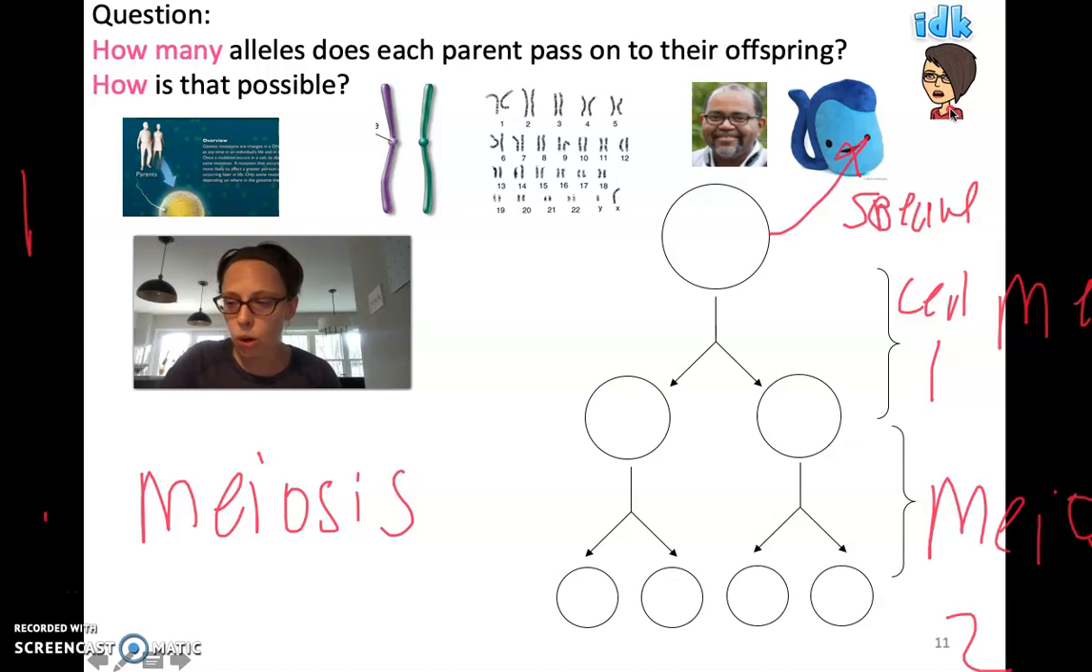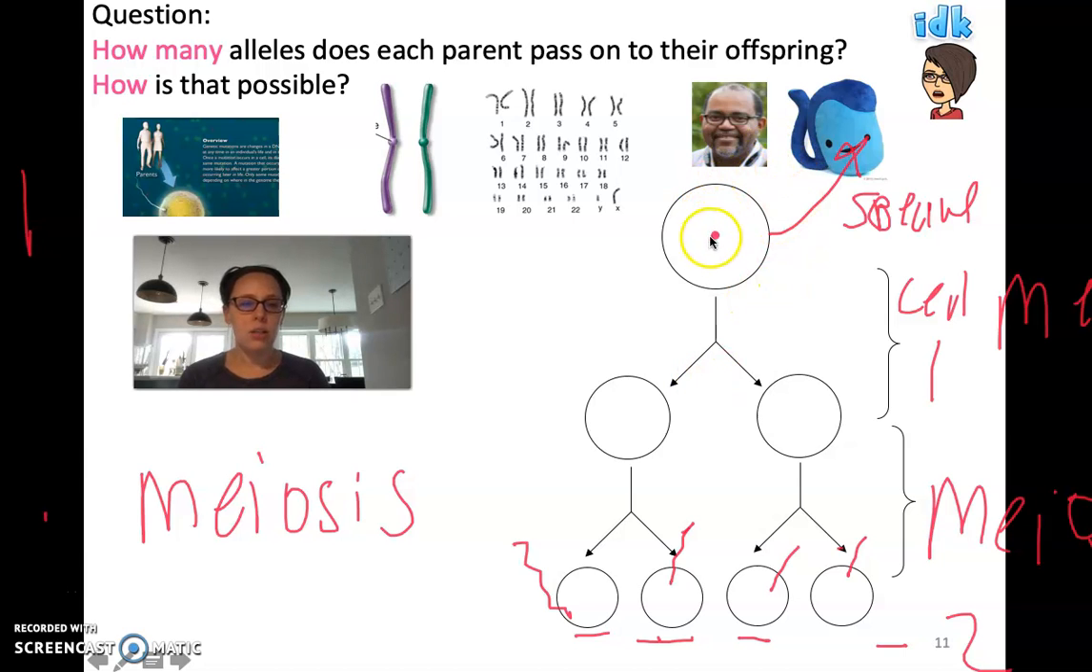And so that's what we have down here. These are for sperm or for egg. I'm just going to draw little tails on these to show that they are sperm cells. So from that one original cell, Dad can make 4 sperm cells. There's a division, and then each of those 2 cells divides to make 4 sperm cells.